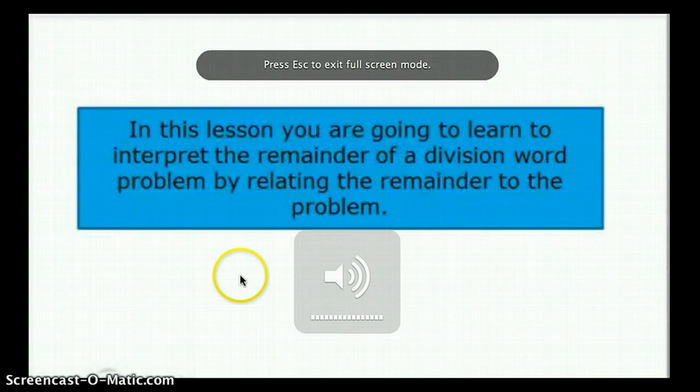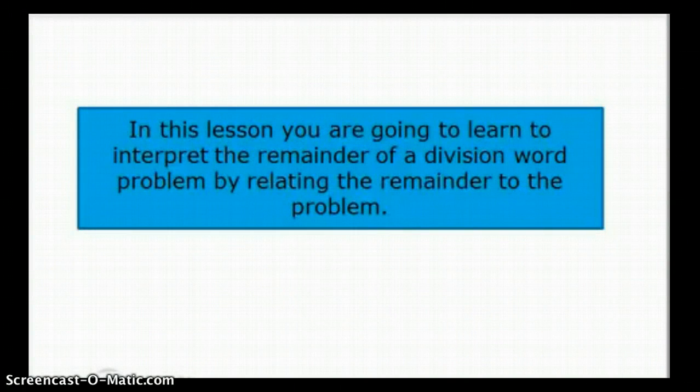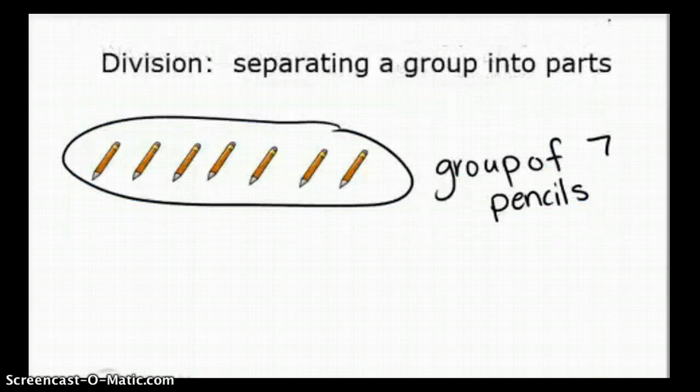Mathematicians, in this lesson, you're going to learn to interpret a remainder in a division word problem by relating the remainder to the problem. You know that division is separating a group into parts. Sometimes these parts are equal, but other times we will have a remainder.